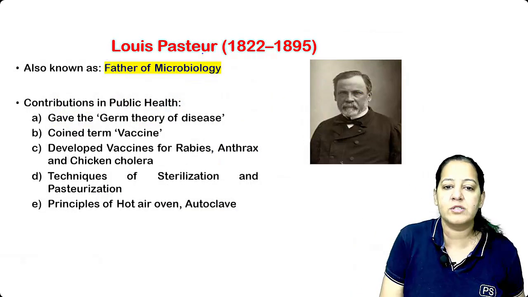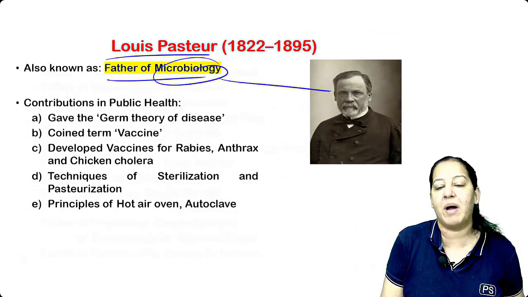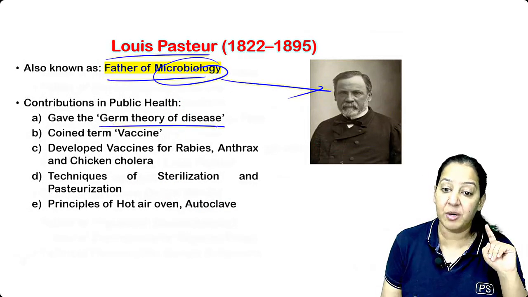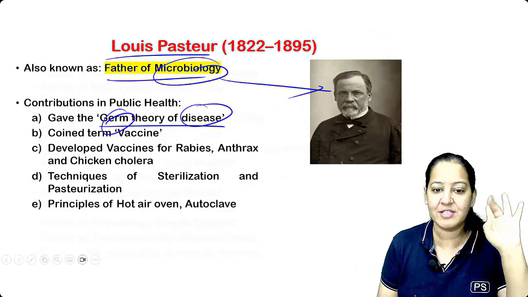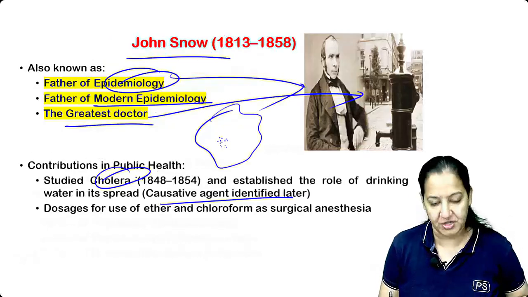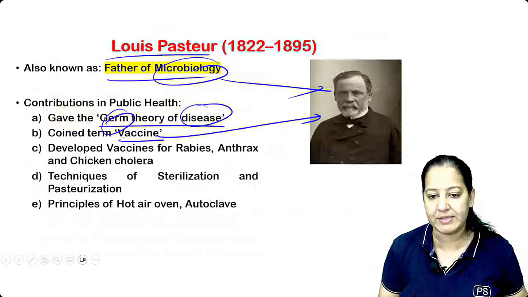The last one is Louis Pasteur. He is the father of microbiology. A very important person. He gave the germ theory of disease, that diseases are caused by germs: the bacteria, the virus, the fungus, the parasite. He coined the term vaccine. The term vaccine was given by Louis Pasteur, but the term vaccination was given by Edward Jenner. Yesterday also I taught you this, if you remember.